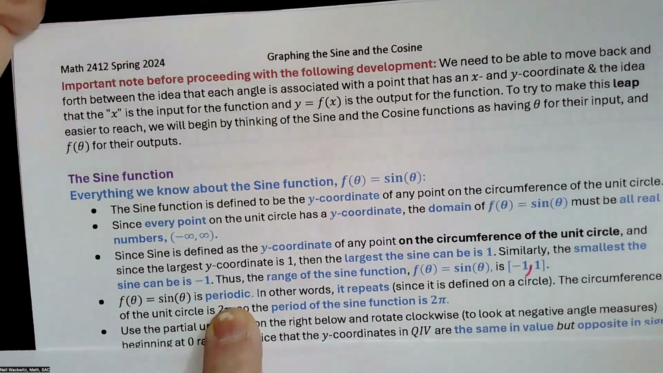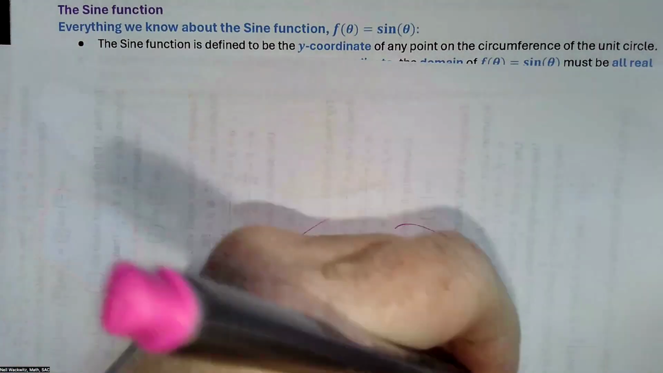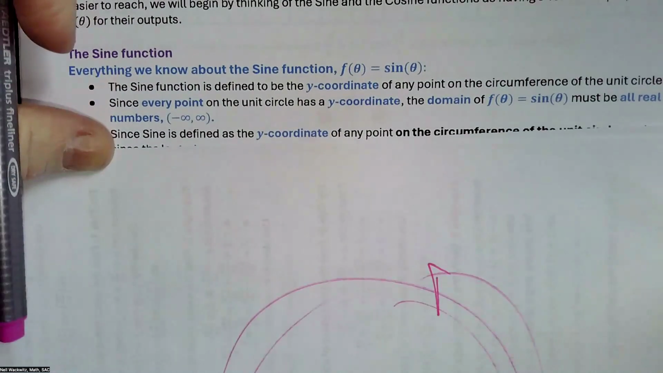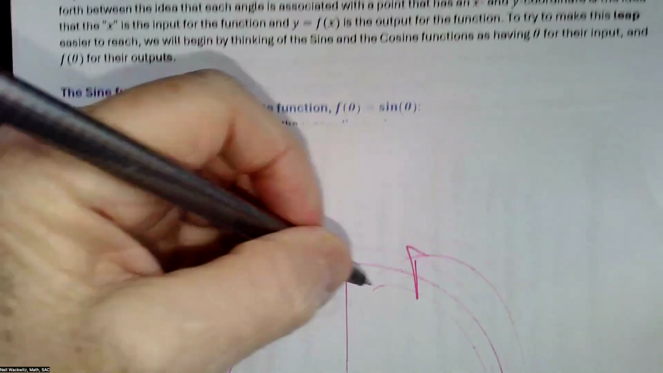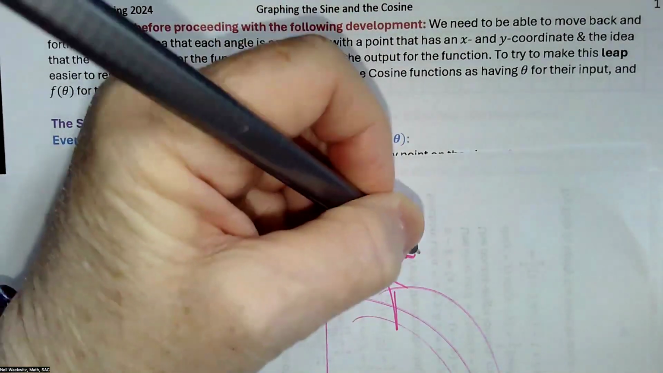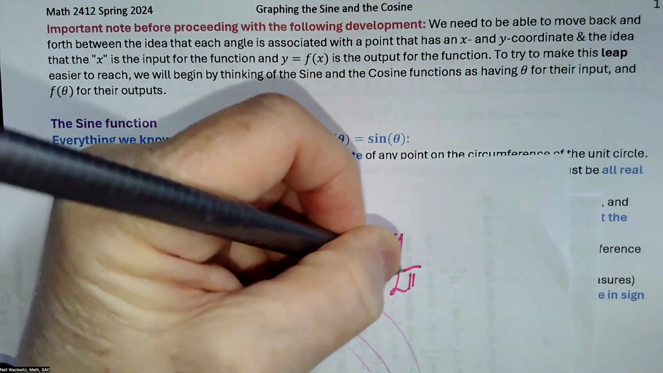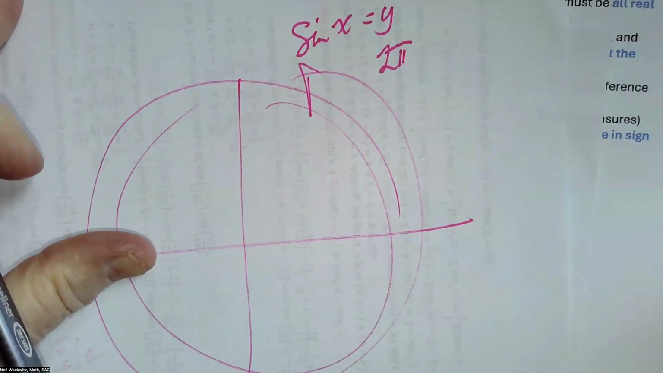We know that sine is periodic because sine is based on the unit circle, and the unit circle repeats. The period of sine is going to be 2 pi, because that's what it takes for us to go around the unit circle.